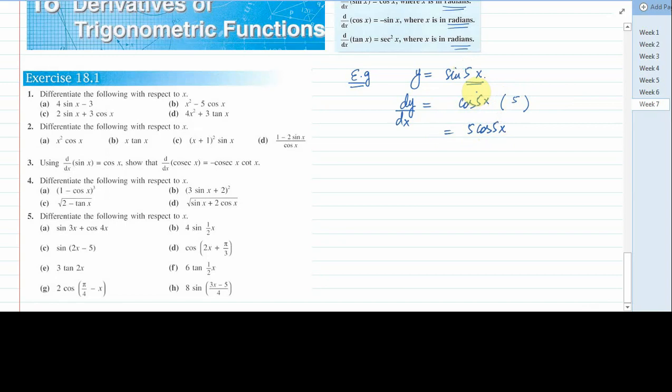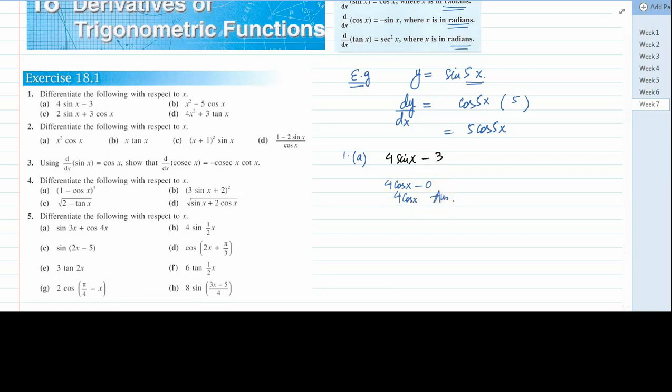Alright. So we are going to solve some of the questions from exercise 18.1. Let's start with question number 1. It says differentiate the following with respect to x, and starting with the first part, question number 1, part A. The question says 4 sin x minus 3. When you differentiate it, the derivative of sin is cos, so that will be 4 cos x, and the derivative of 3 is 0. So the final answer you will get is 4 cos x. That is your first part answer.